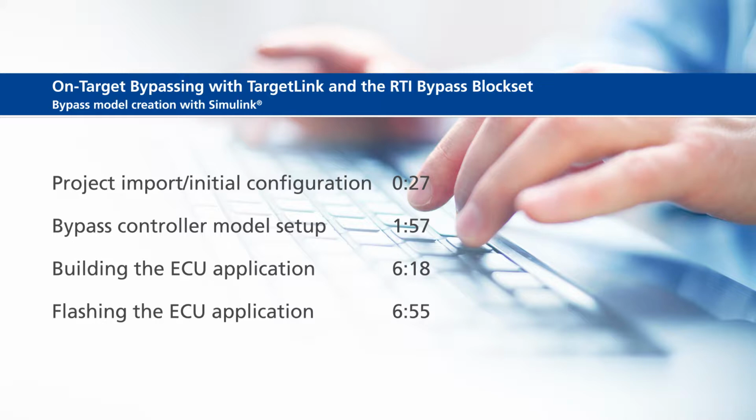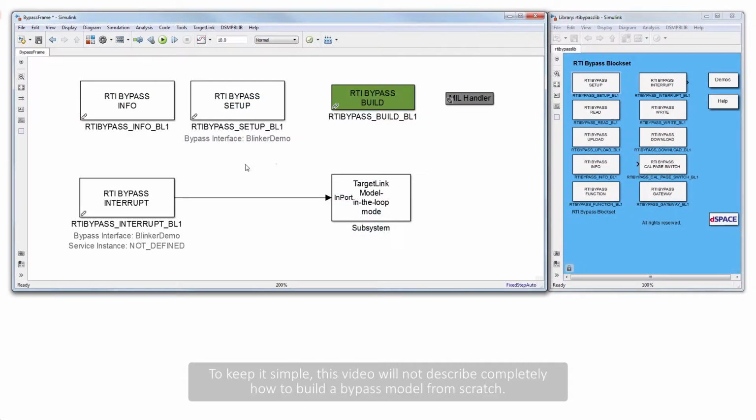the ECU application. To keep it simple, this video will not describe completely how to build a bypass model from scratch. Instead, it will focus on the relevant RTI bypass blocks and how to set them up in order to use any controller model for on-target bypassing with TargetLink.